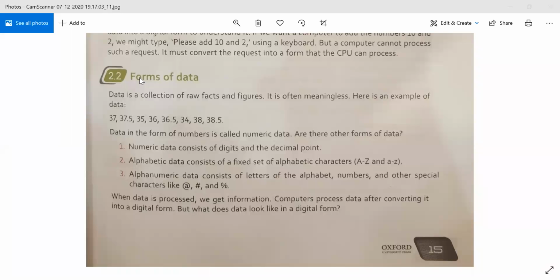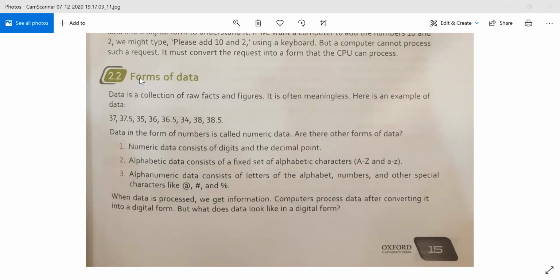Now the third form of data is alphanumeric data, and it consists of letters of the alphabet, numbers, and other special characters like @, hashtag, and percentage. When we are talking about alphanumeric data, it consists of letters, alphabets, numbers, or, beta, it means that it will be a mixture of all of these: alphabets, numbers, or some special characters, like those we see on the keyboard: @, hashtag, percentage, dollar sign, exclamation mark. So these all are the forms of alphanumeric data.